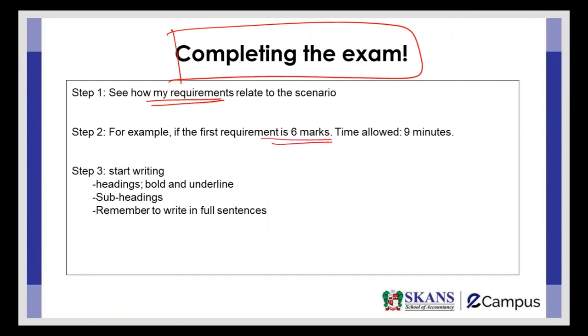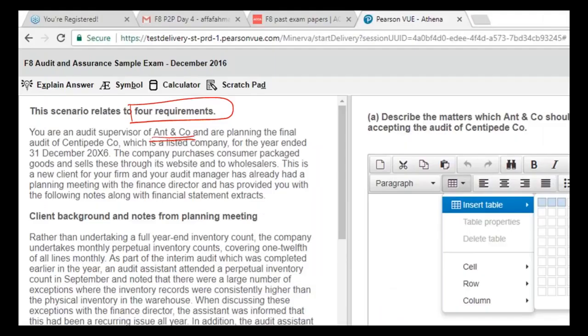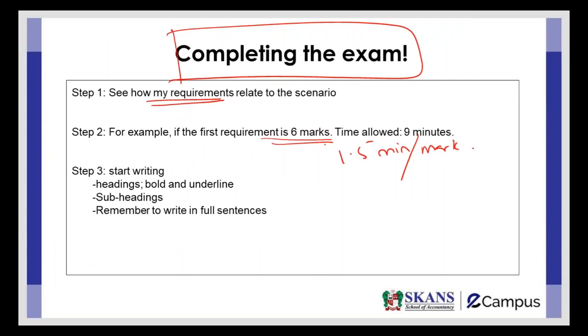If the first requirement is 6 marks, you need to allocate time to yourself. The rule is 1.5 minutes per mark. So look at the marks available and only spend the allowed time. If it's 6 marks, I allow myself 9 minutes. The minute those 9 minutes are up, I move on to part B.